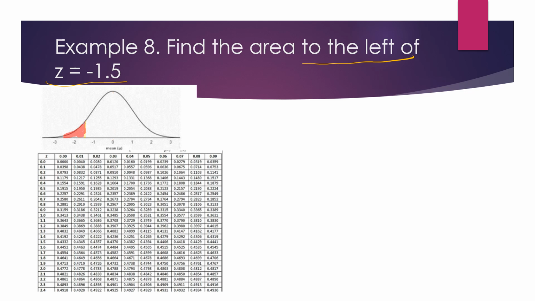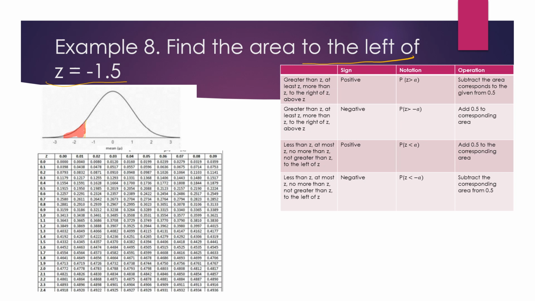So, therefore, that shaded region is the area that we're going to find. Since it says here that it's to the left, and that's negative, what we're going to do is subtract the corresponding area from 0.5.